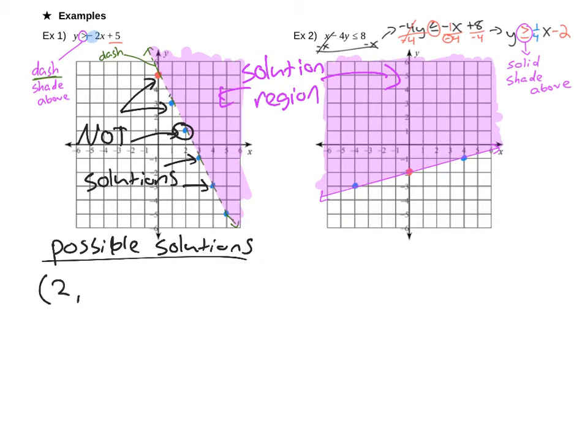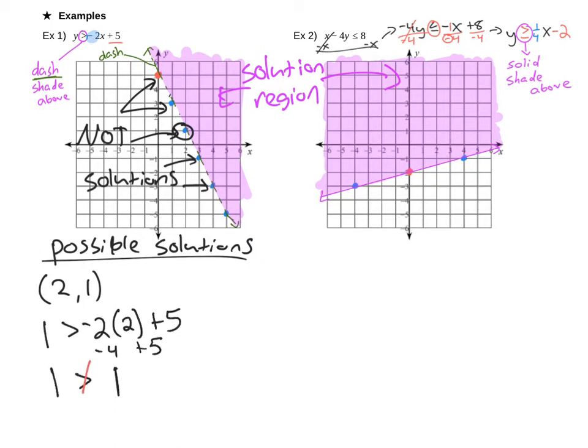We could test it in the inequality above. So our y value is 1, our x is 2. So 1 is greater than negative 2 times the x value of 2 plus 5. So what's negative 2 times 2? Negative 4. That's negative 4 plus 5. What's that equal? 1. Is 1 greater than 1? No, it's equal to.